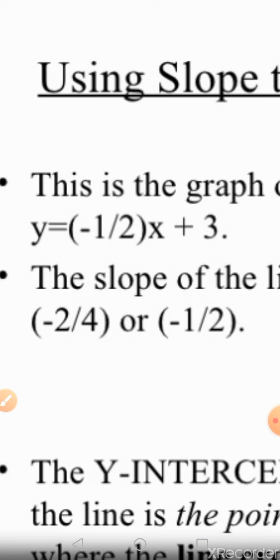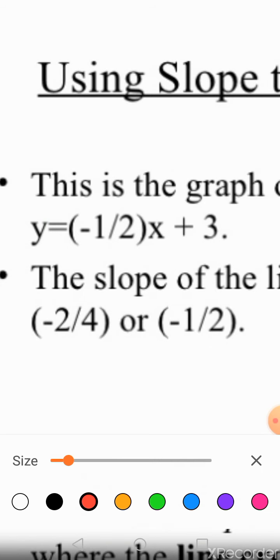Here is the equation. y equals negative half x plus 3. Where is the slope here? The slope is the coefficient of x, or the number next to x. So it's called the slope, like here, negative 1 over 2, or negative half. Okay, that's how I can get the slope from the equation.